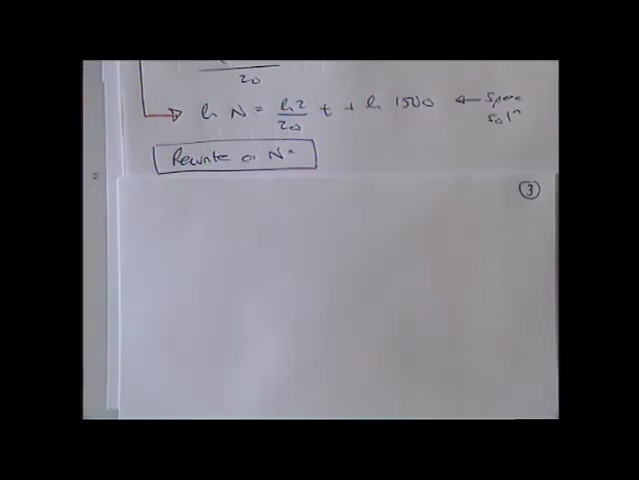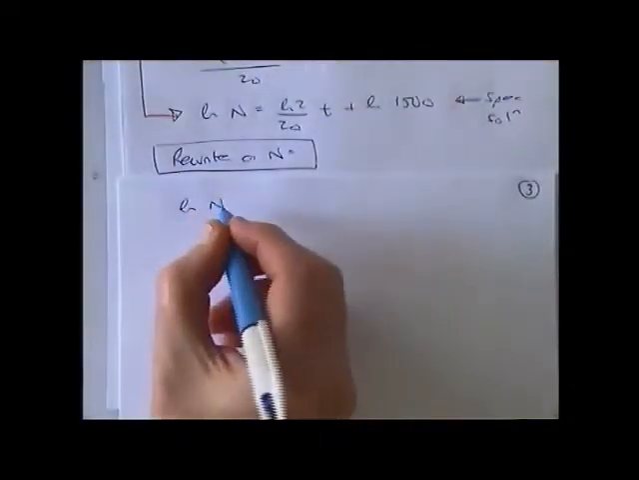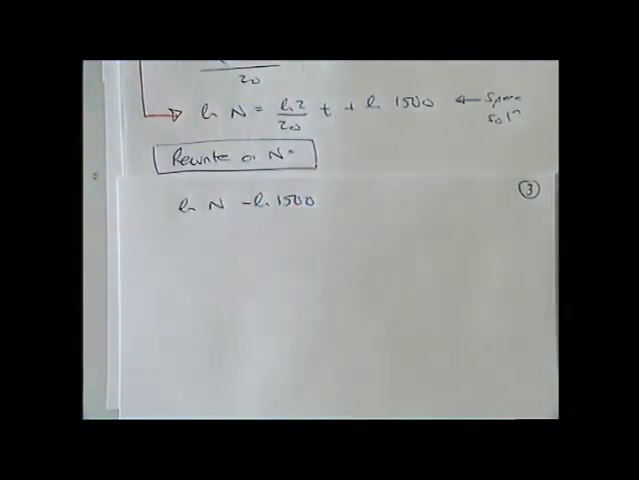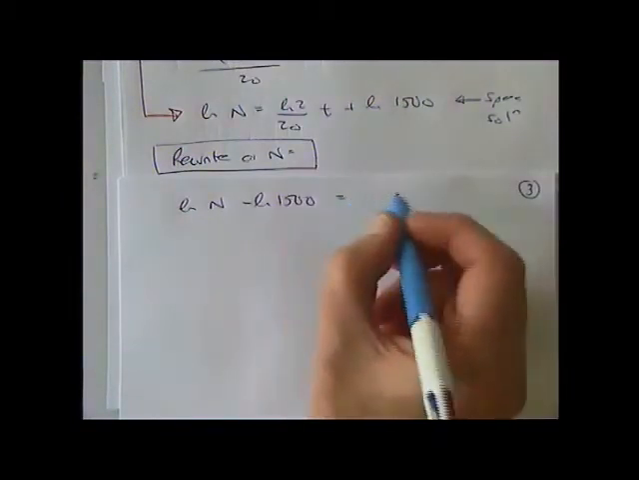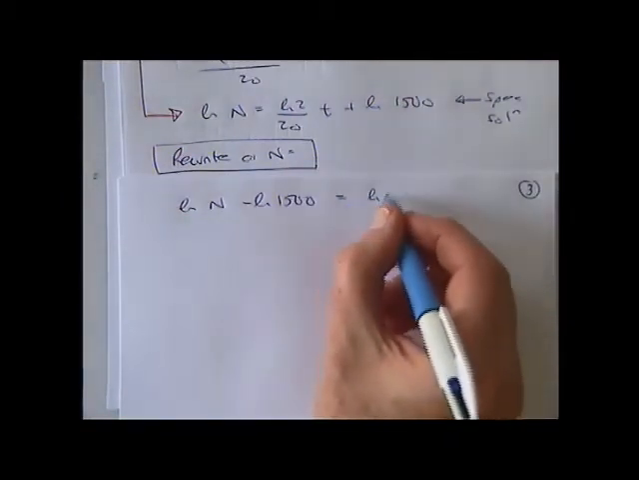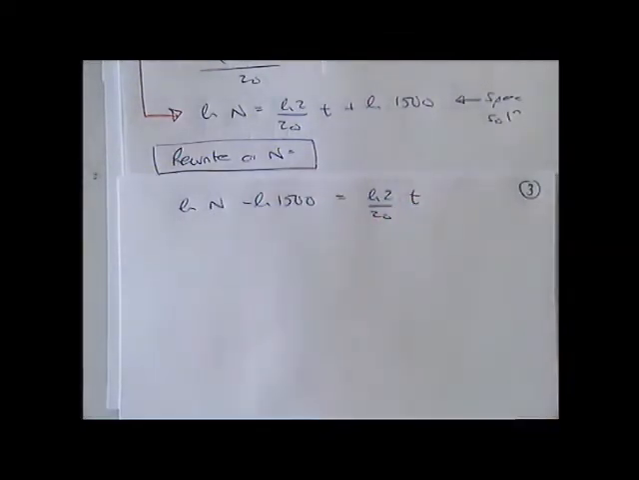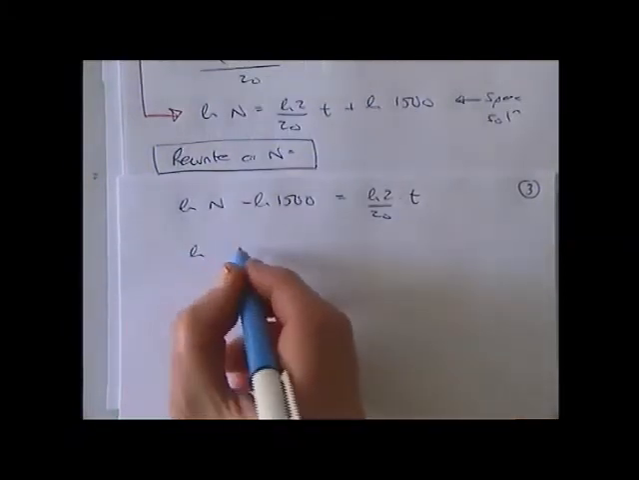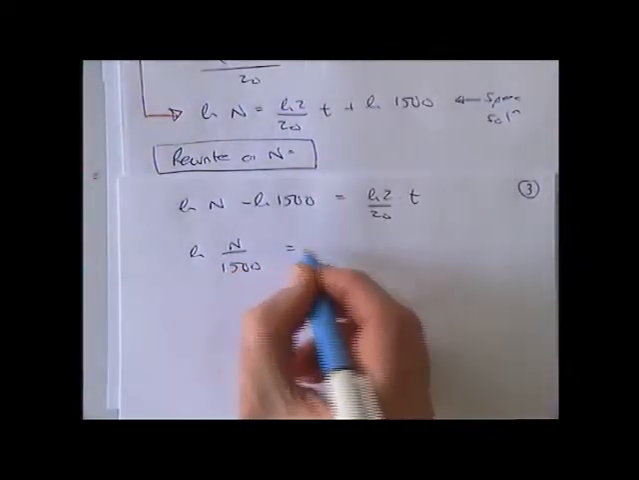Any ideas? What might we do from here? At some point that might be good, but try and get some of the log things together first. So, if we first of all bring that log of 1500 across, that's going to leave us over here with log of 2 over 20 times t. How can I rewrite this? n over 1500. Yep, doing the same log thing we did earlier.